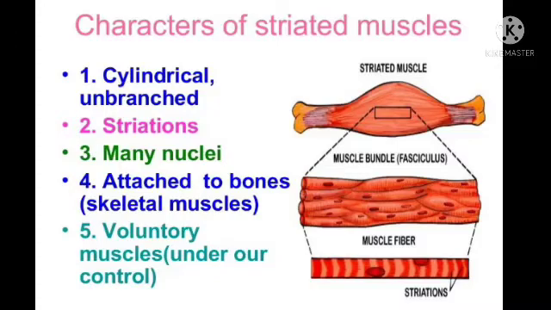Characters of striated muscles. It is cylindrical, unbranched. Striations are present. It has many nuclei. It is attached to the bones, and these are voluntary muscles that are under our control.